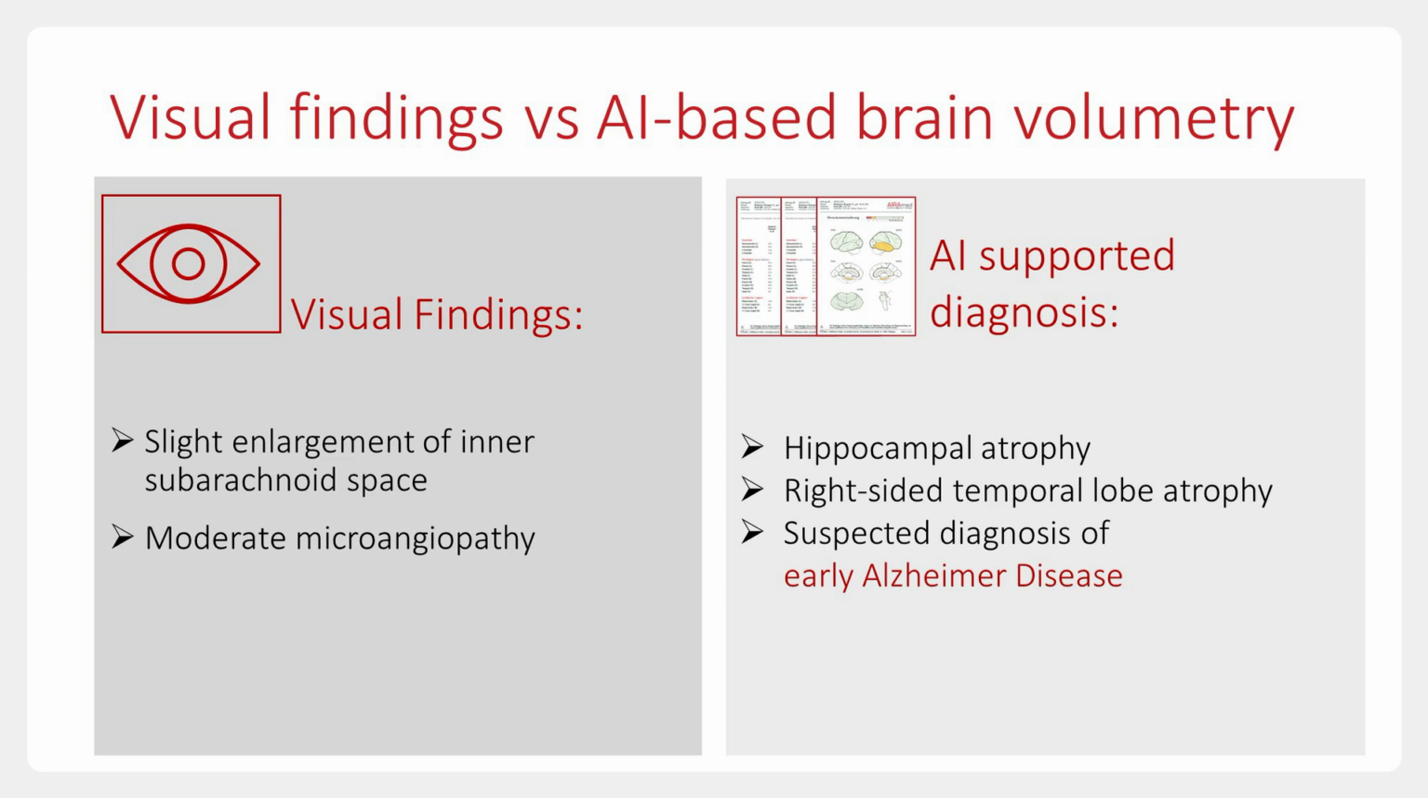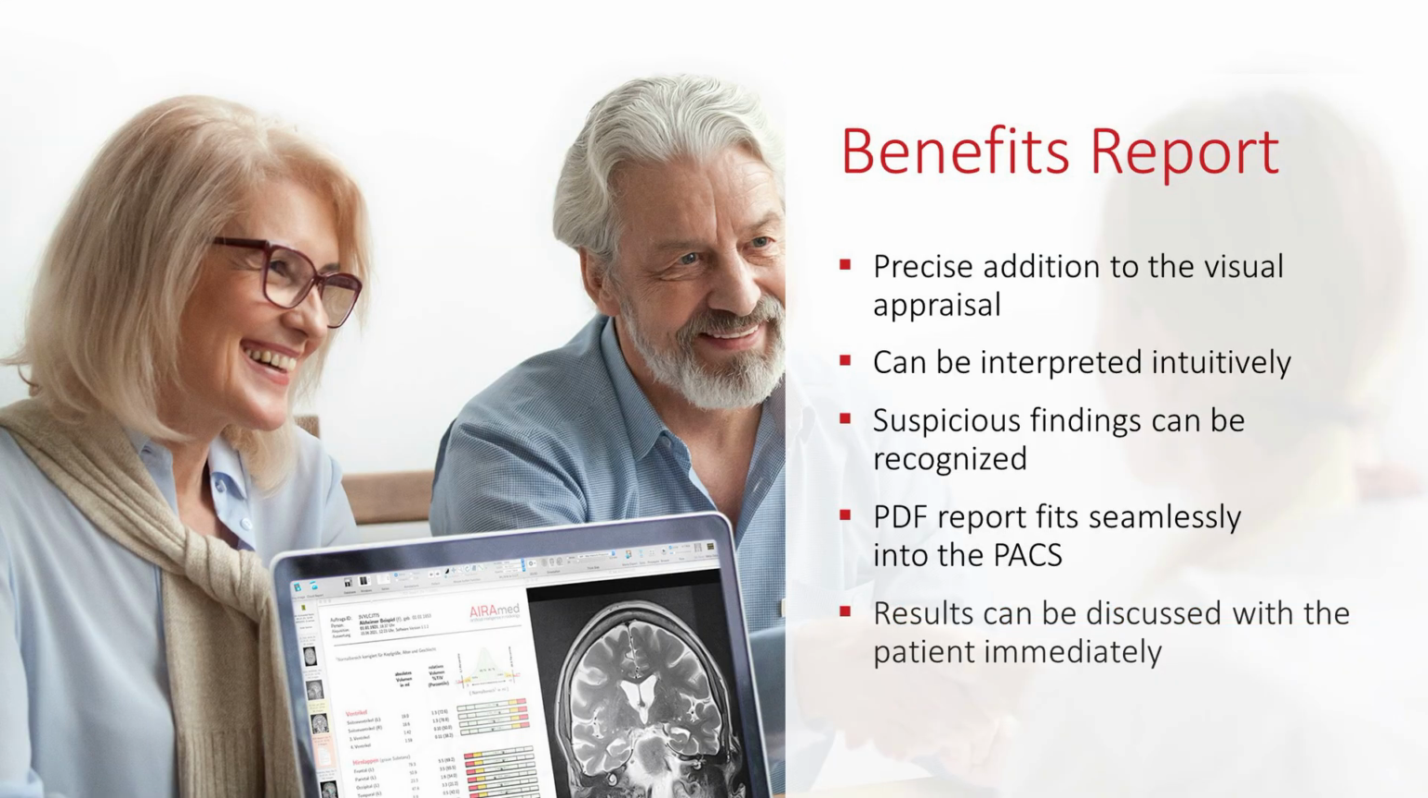In the initial visual appraisal of the data, we only noted a slight enlargement of the inner subarachnoid space. In addition, there was moderate microangiopathy. The addition of the AI diagnosis demonstrated hippocampal atrophy outside of the age-appropriate range. The same was true for the right-sided temporal lobe, which, taken together, support a suspected diagnosis of early Alzheimer disease. The report thus yields a precise addition to the visual appraisal.